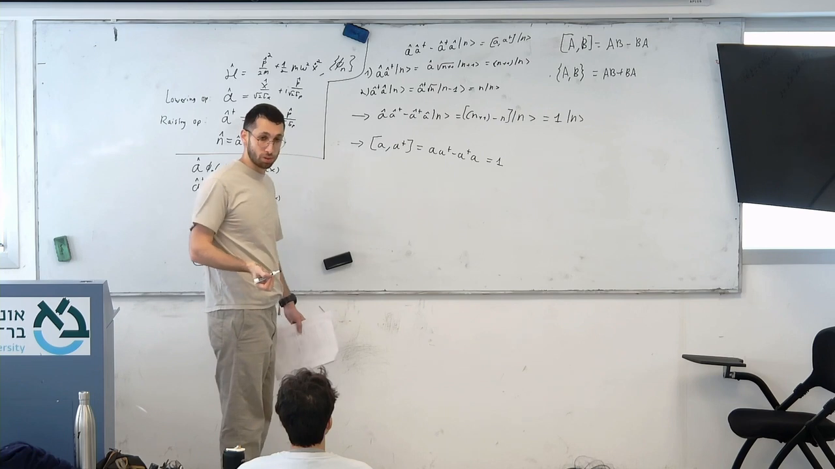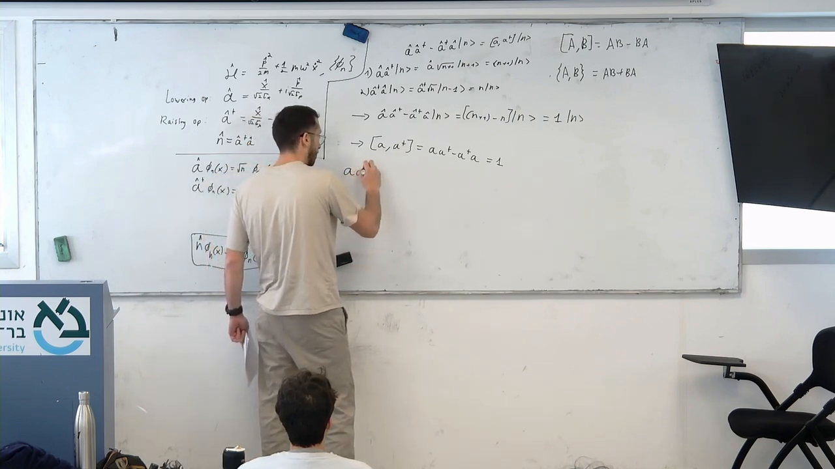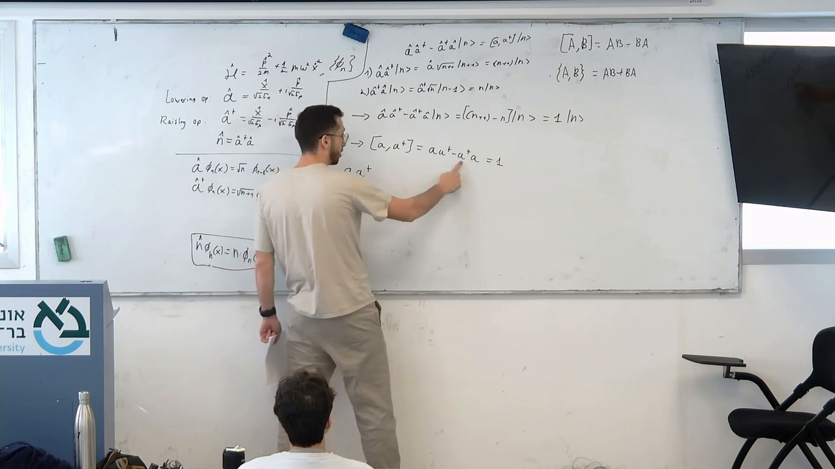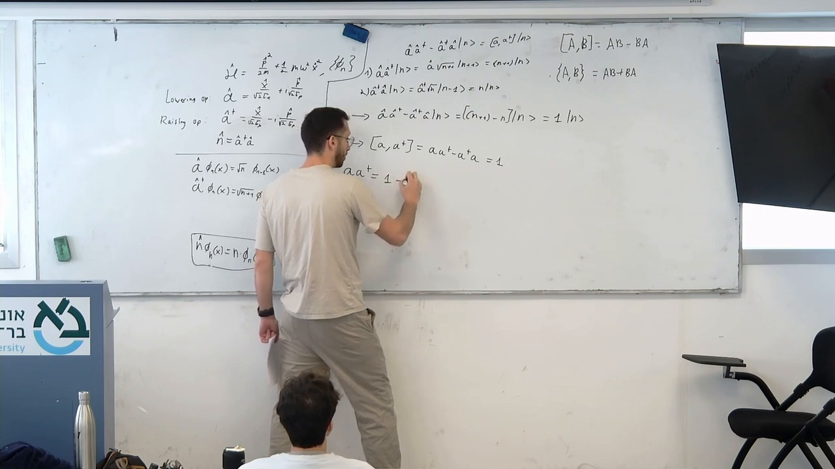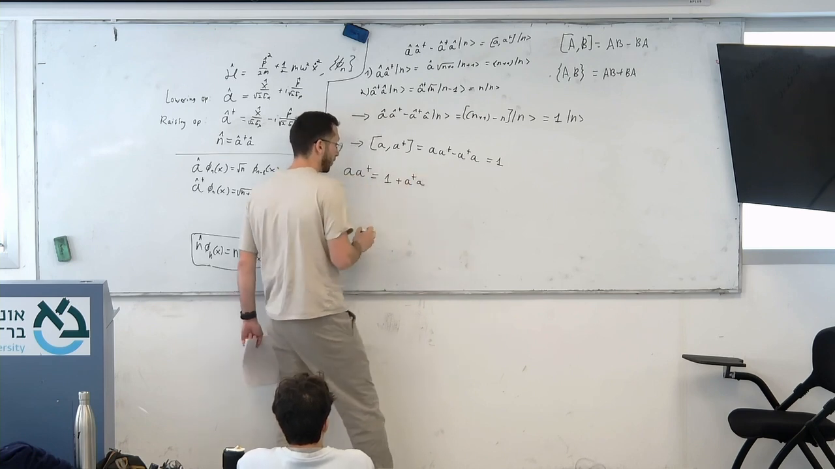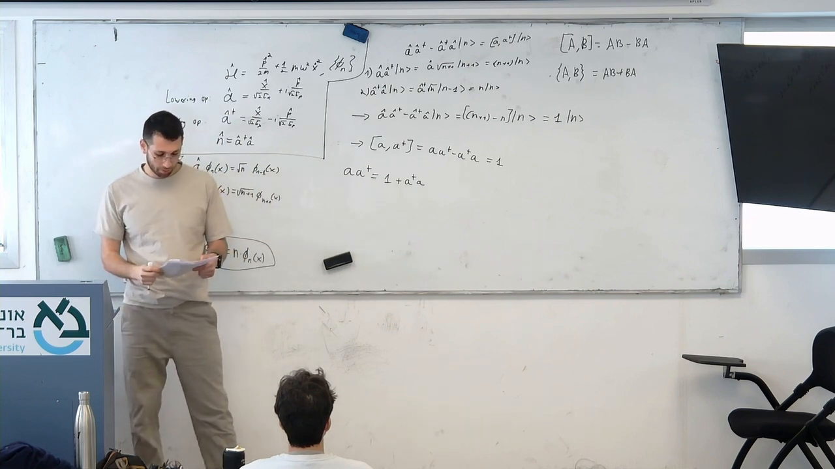This is very useful because you can use this relation, and anytime you have a a dagger and you want to change it to a dagger a, you can just say it is equal to 1 plus a dagger a. And this relation could be very useful for calculations.